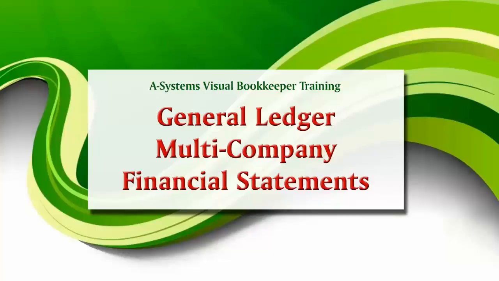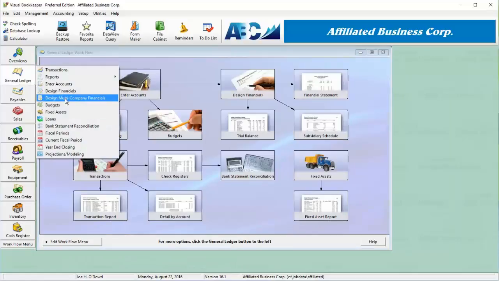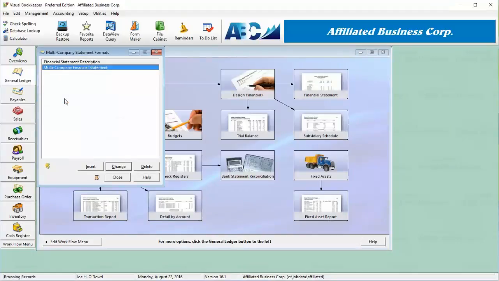In this training, we will discuss the process of designing and printing multi-company financial statements. First, select Design Multi-Company Financials from the General Ledger main menu. This screen comes into view.